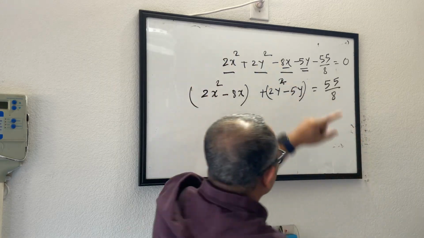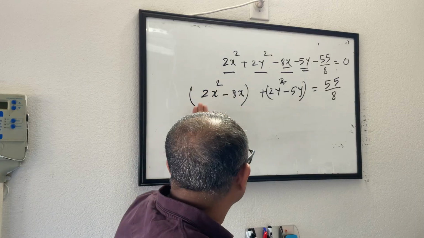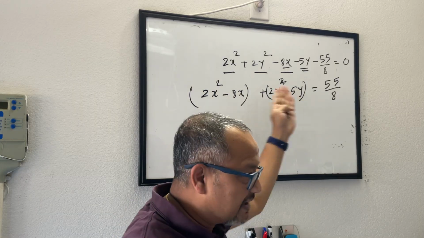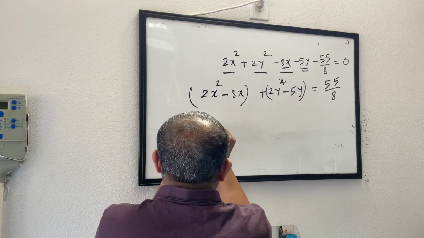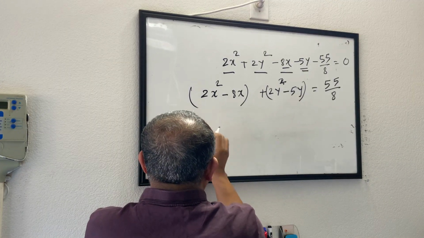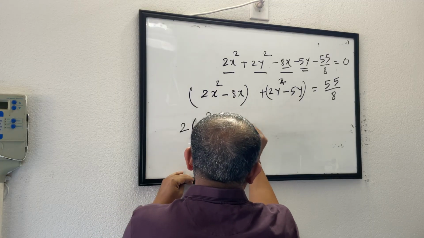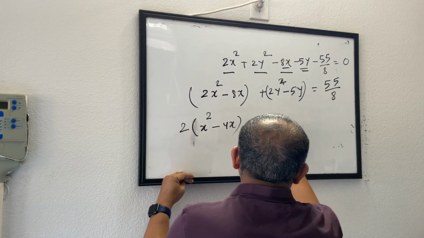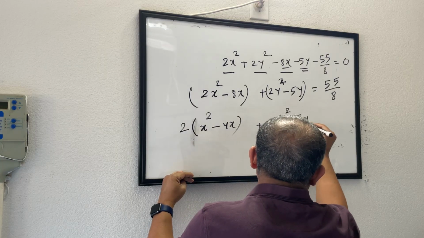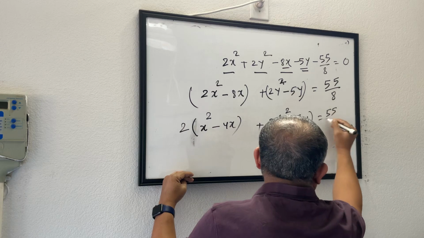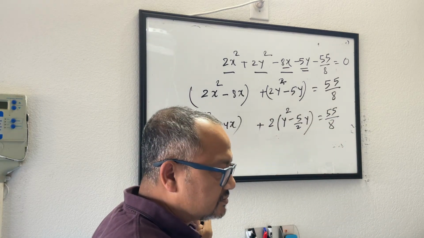But this is not something x minus something squared, y minus something squared. We still have something to do. Now here, 2x squared, I can take 2 out, right? I can take 2 out, this becomes x squared minus 4x. And here, if I take 2 out, it becomes y squared minus 5 over 2 y equal to 55 over 8. So far, okay? Everybody?